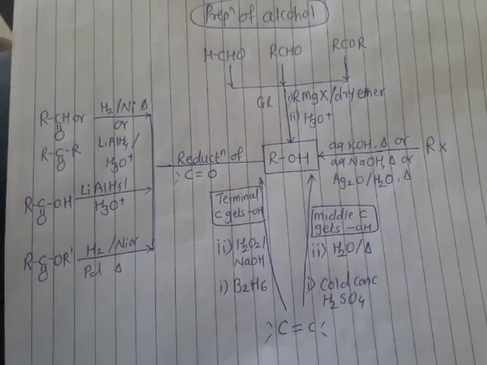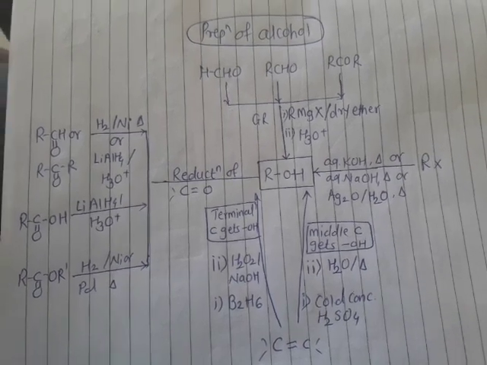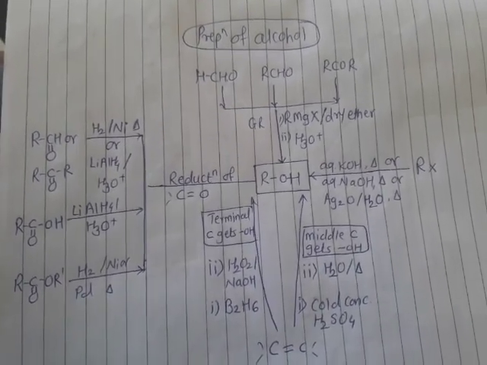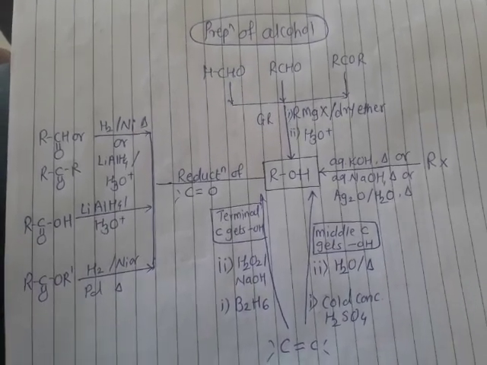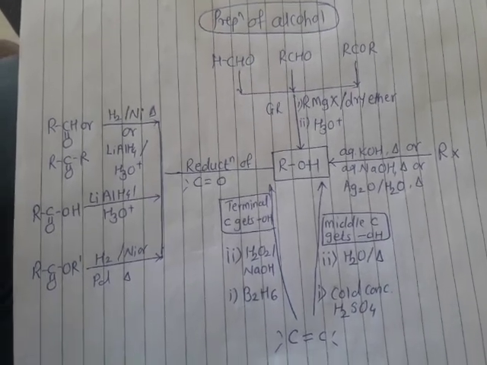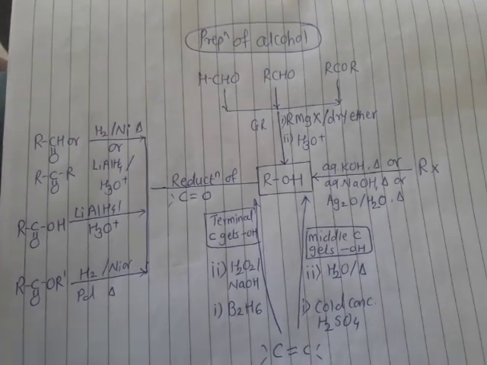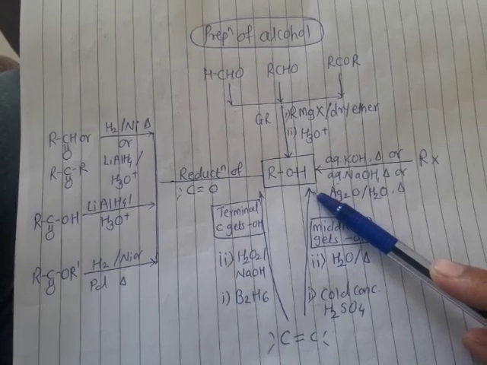Hello everyone. My board is very small, so I am explaining by writing in the notebook. This is the summary of all three topics: alcohols, phenols, and ethers. I have sent a photo of each summary. In short, I will explain what it includes.